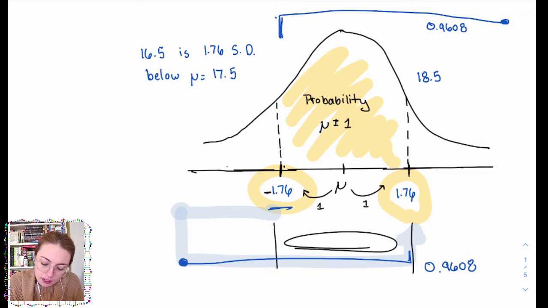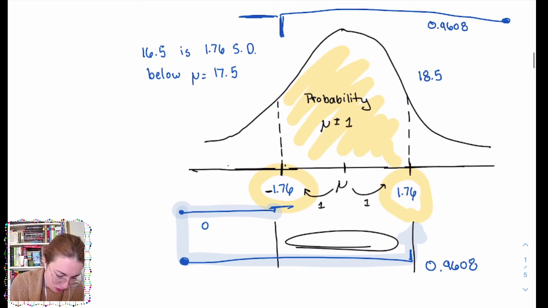So now if we want to get negative infinity up to that value, we'll do 1 minus that value, minus the 0.96. So that gives us a probability of being from negative infinity to our negative 1.76 of 0.0392. Okay, so as long as the absolute value of your z-score is the same, your probabilities will both add up to 1. We're so close to being done, you guys.